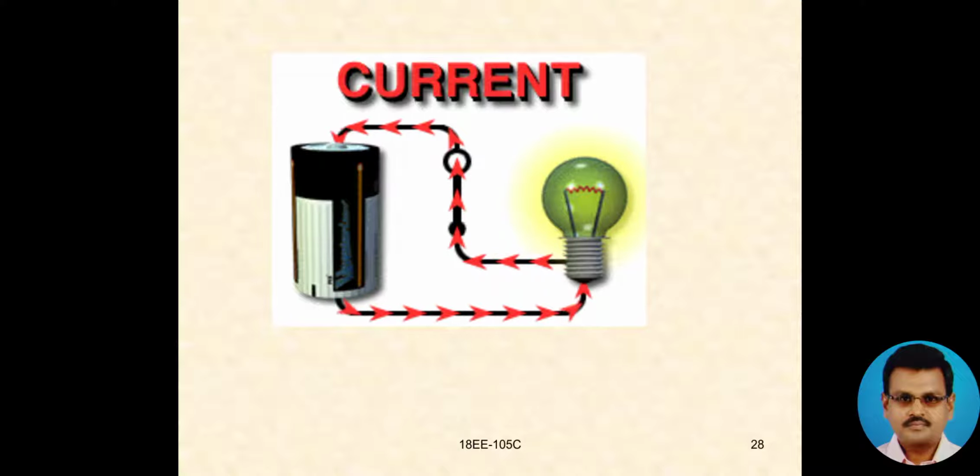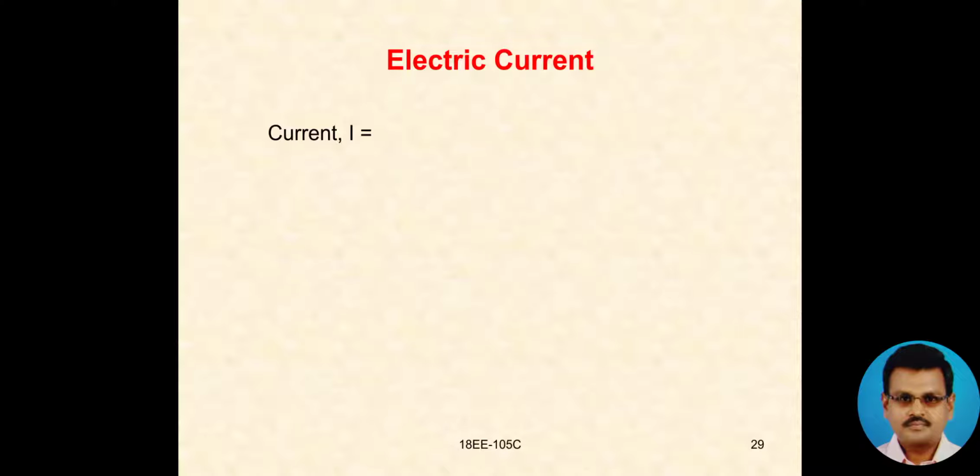So from this we can say that if there is no EMF applied, then there is no current. When there is an EMF applied, then there is a current, and as a result of the current, the bulb will glow. Electric current I is equal to charge Q by time.